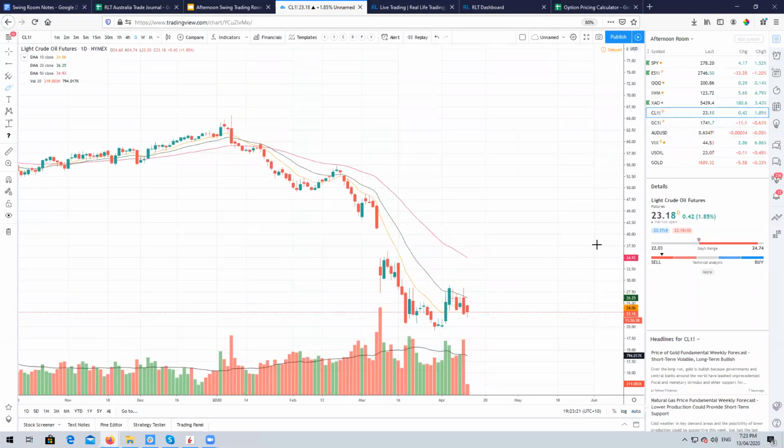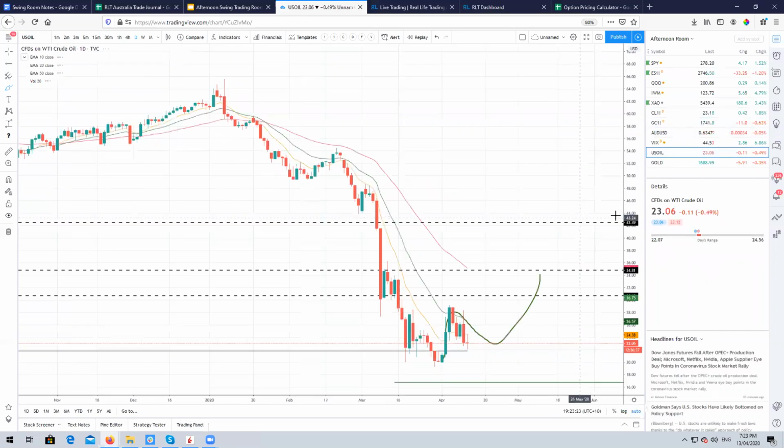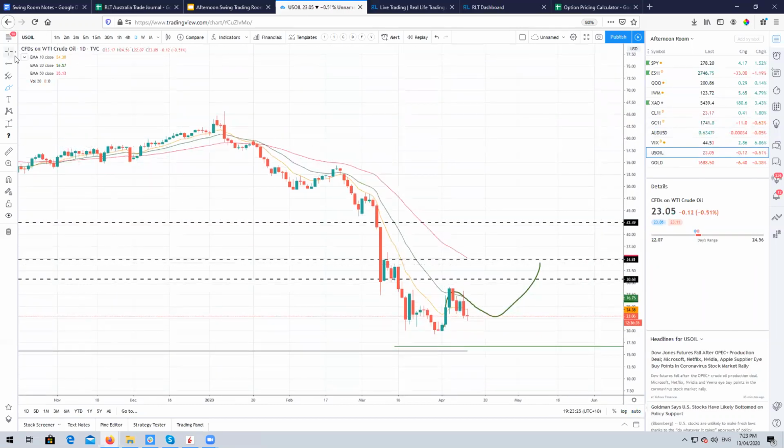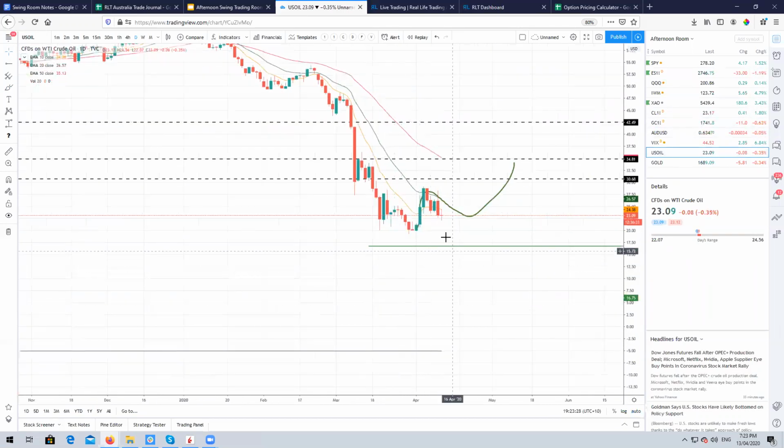Crude oil, I'll just go to US oil here. So this was my drawing. You've seen this every day. This is what I expected to happen when we came up.